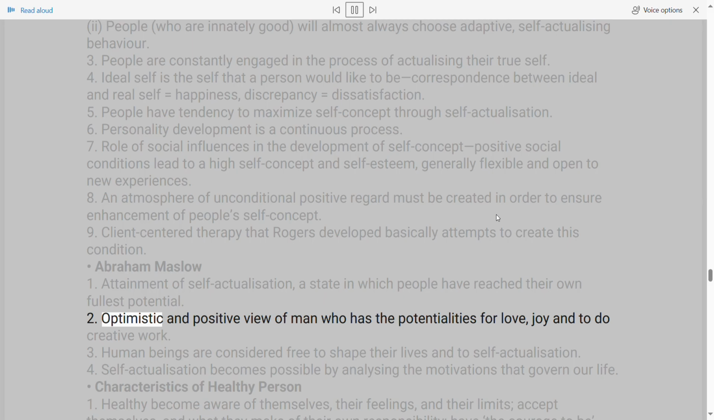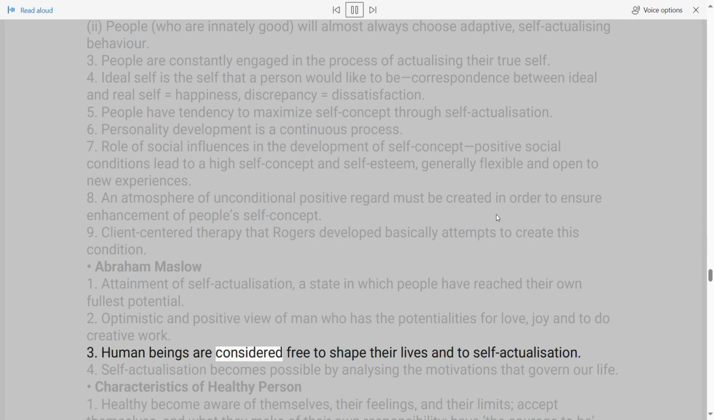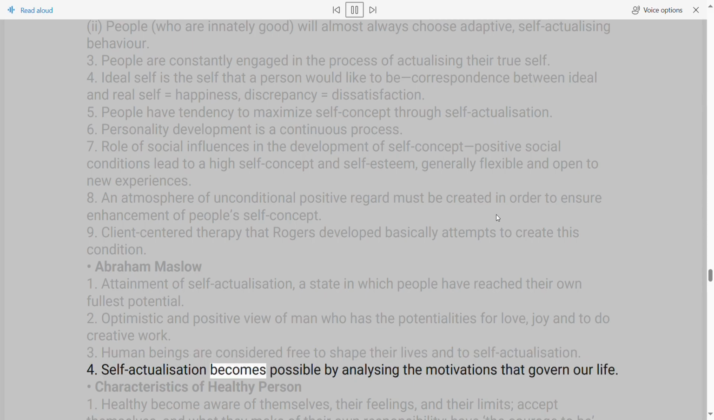2. Optimistic and positive view of man who has the potentialities for love, joy and to do creative work. 3. Human beings are considered free to shape their lives and to self-actualization. 4. Self-actualization becomes possible by analyzing the motivations that govern our life.